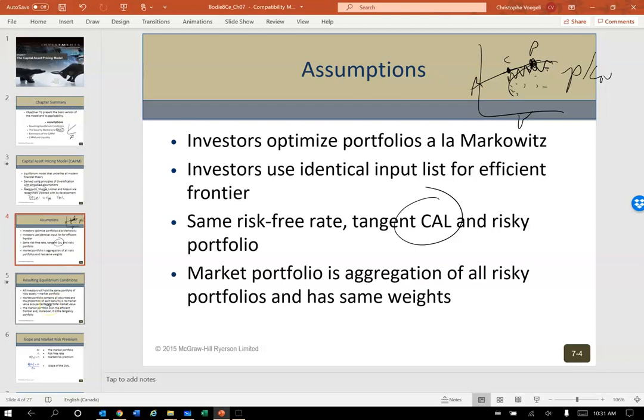I wouldn't worry too much about the theory here, that the market portfolio is the aggregation of all risky assets and has the same weights. That might be theoretically true, but this portfolio is the market portfolio where we've optimized the risk to get the highest point of tangency on the CAL. So I wouldn't worry too much about that.